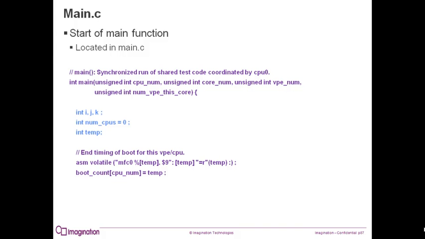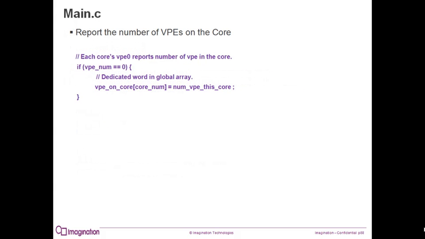The boot count array is a global variable array that will collect the number of cycles the boot processor took for each core. This is just an example of recording statistics from each CPU. The boot count is not used further in this example. Each core will report how many virtual processors are available on the core. The OS could use this to set itself up for each core.